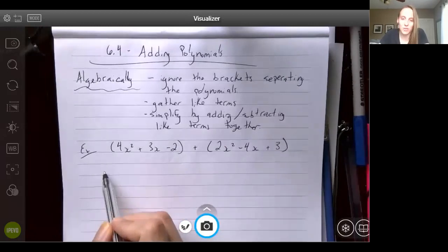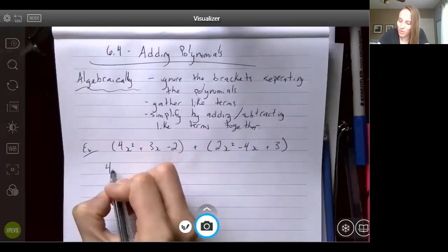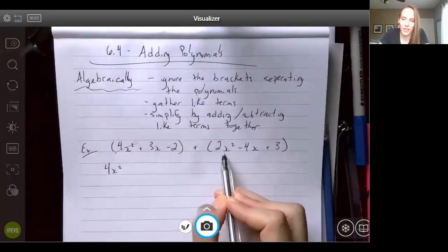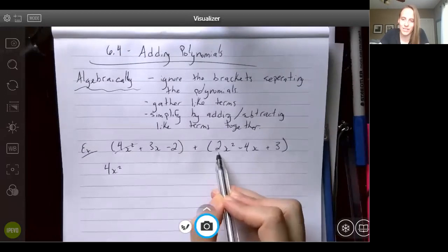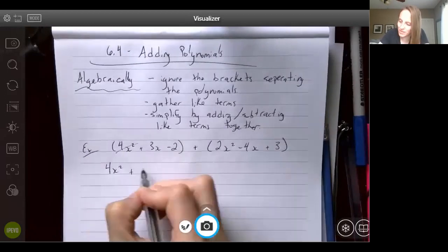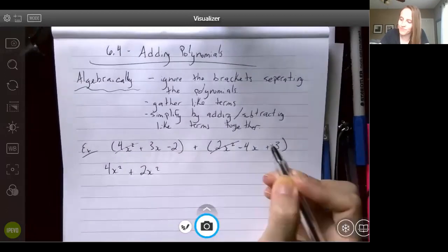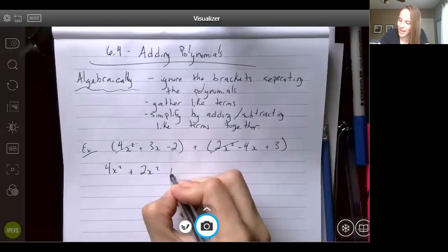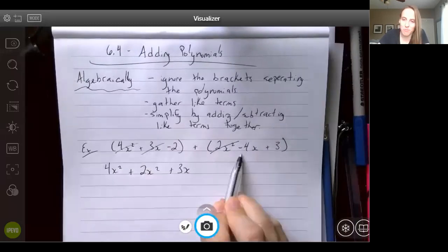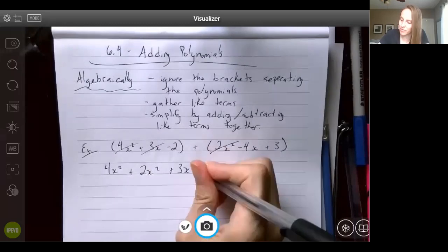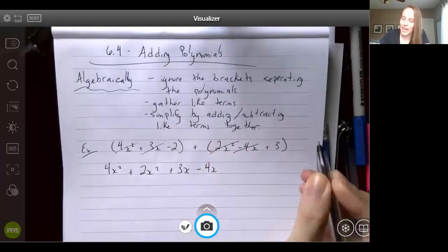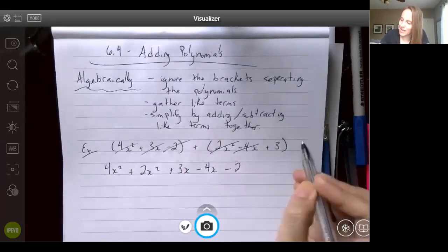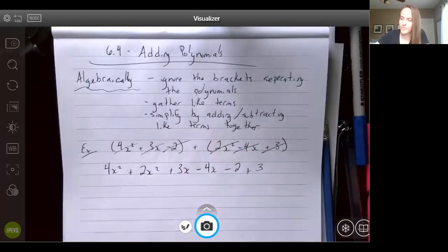So we'll put our x squareds at the front. So I'm going to do the 4x squared first, and then go over to the other polynomial and grab that 2x squared. It is a positive number, so it'll be plus 2x squared. Then I'm going to get my x's, so I'll get my positive 3x next, and then my negative 4x, so minus 4x. And then I'm going to grab my constants, so I'll do my minus 2 and then my plus 3.